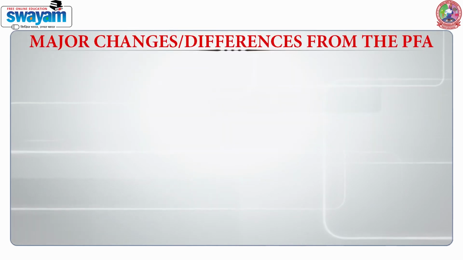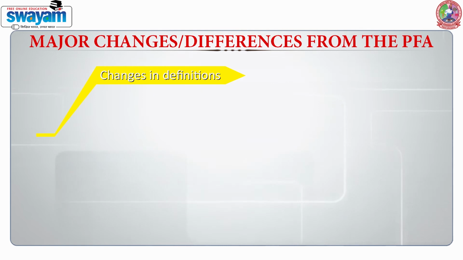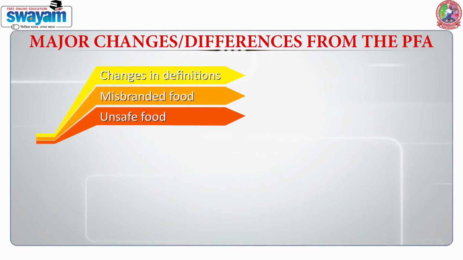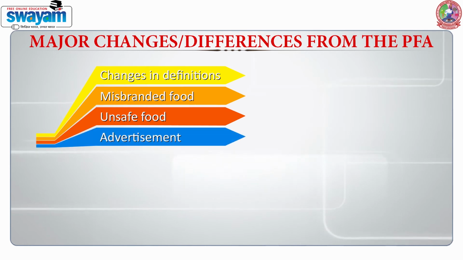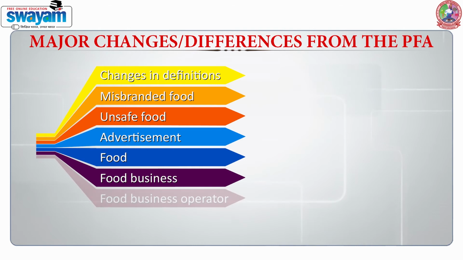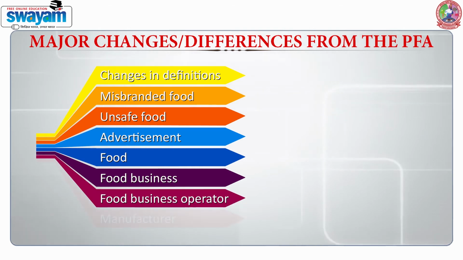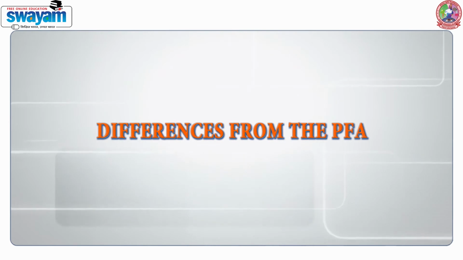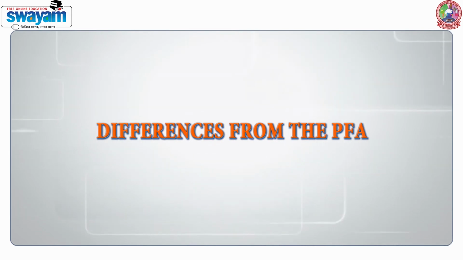The other major changes and differences from the PFA are, there is a change in definition of misbranded food, unsafe food, advertisements, food, what is a food business, what is a food business operator, and what do we mean by a food manufacturer. It is very different from the earlier act, that was the PFA Act.